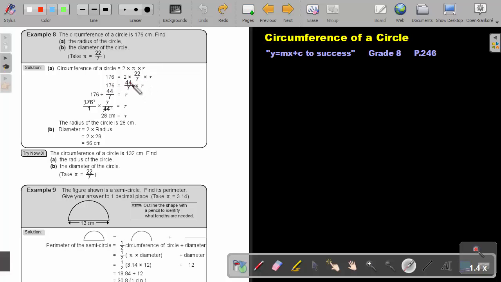So basically, we're just going to divide by 44/7, divide by 44/7, and you can do this cancelling out, and you will get that the radius is 28 centimeters. And then if I ask you to find the diameter, remember that the diameter is just 2 times the radius. So 2 times the radius will give you 56 centimeters.